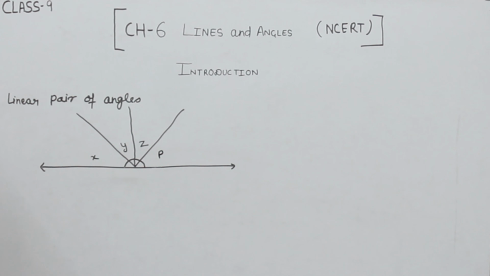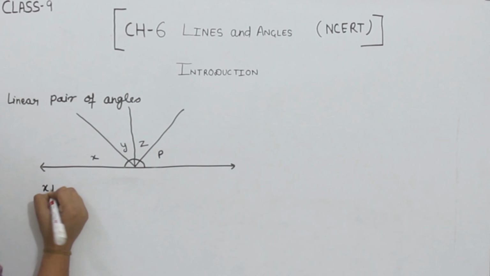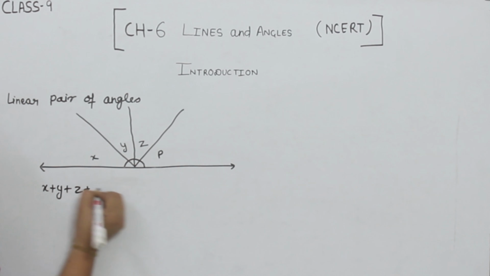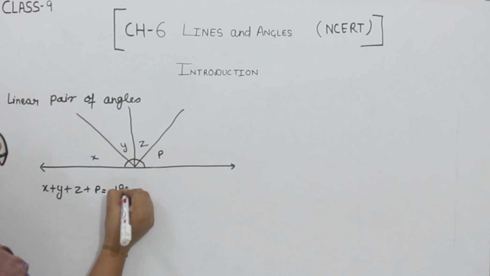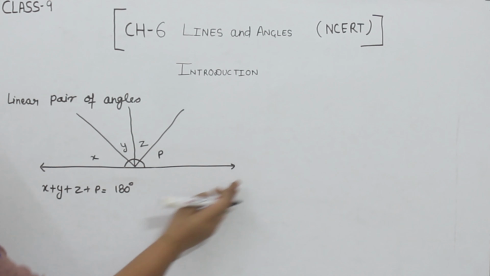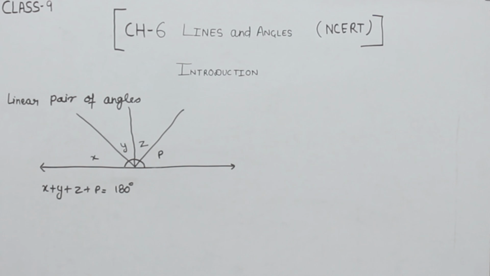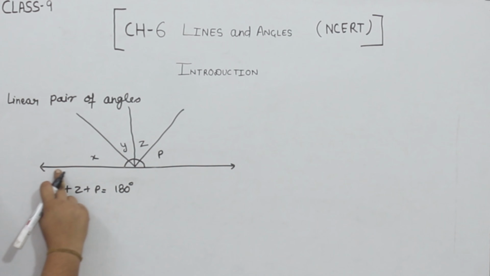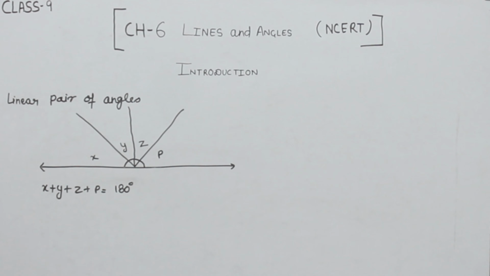There are four angles. Now when we add them, x plus y plus z plus p, they are equal to 180. So these are the linear pair of angles. When we add them, we'll get the total as 180, or the sum of angles which we draw on a straight line are called linear pair of angles.